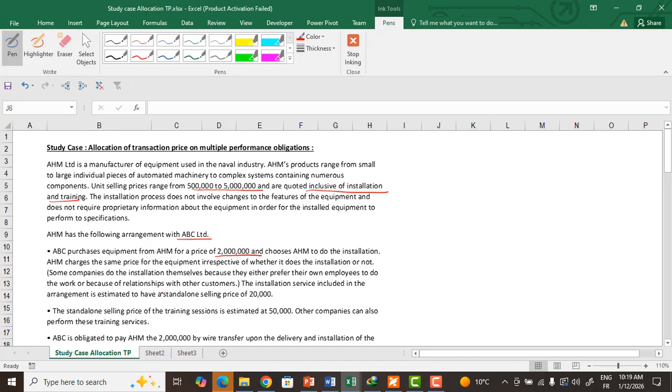relationships with other customers. The installation service included in the arrangement is estimated to have a stand-alone selling price of $25,000. The stand-alone selling price for the training session is estimated at $50,000. Other companies can also perform this training service.